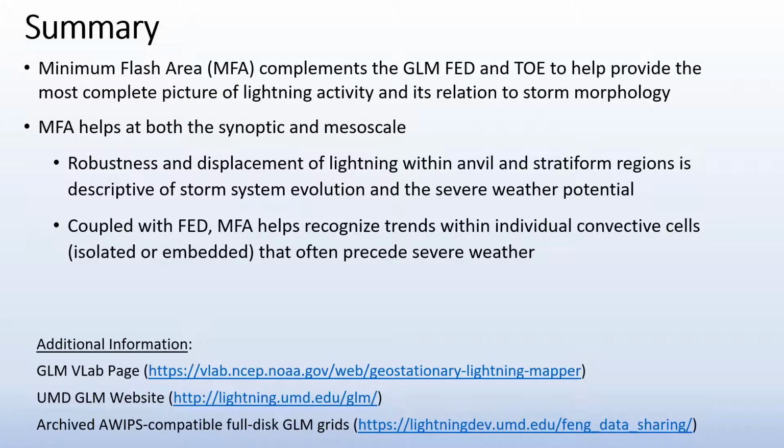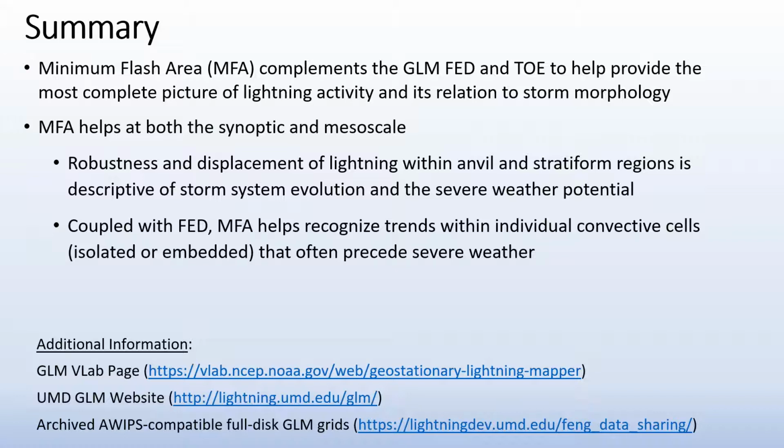So in summary, the minimum flash area complements the FED and the TOE, the flash extent density and the total optical energy, from the GLM gridded product suite. You should be using them in concert together to help provide the most complete picture of lightning activity and its relation to the convective mode and how storms are evolving.